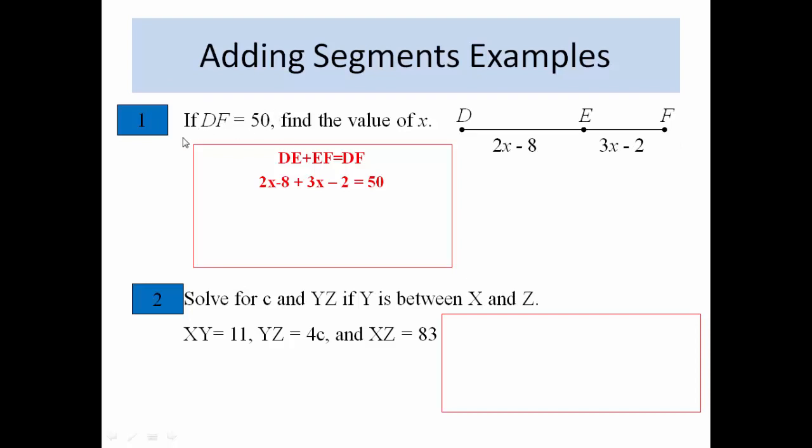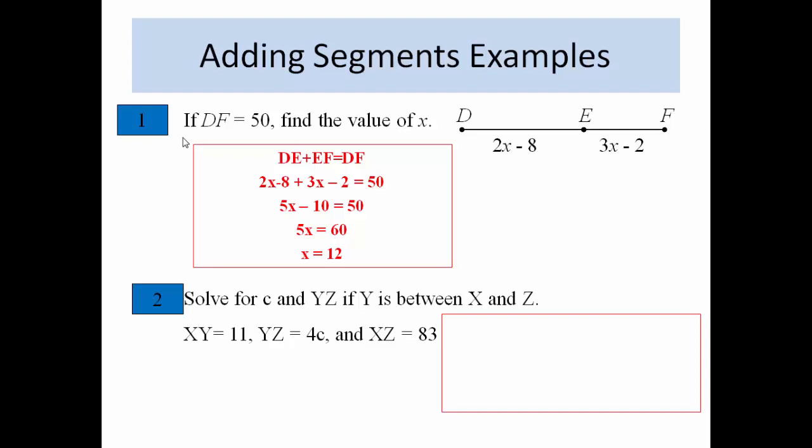Now that you have an equation, we need to find X. So we're going to combine our like terms on the left-hand side. Then we need to add over the 10. And finally divide by 5 to get that X is equal to 12.